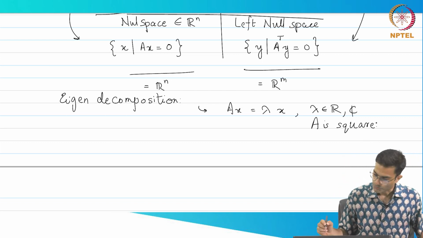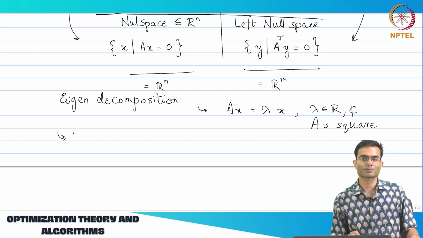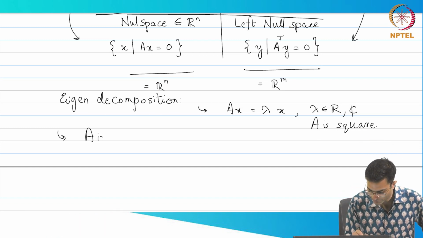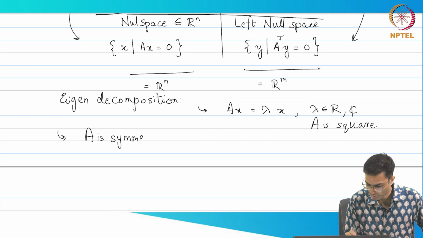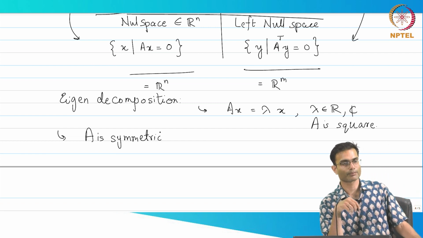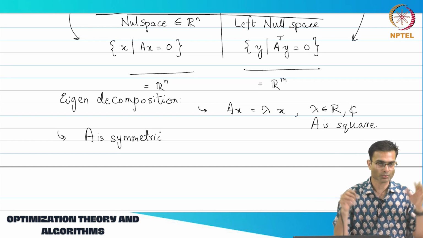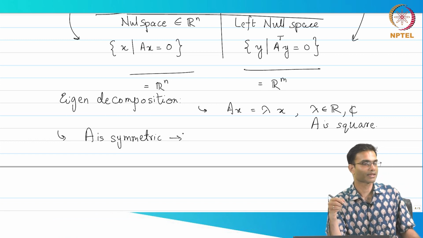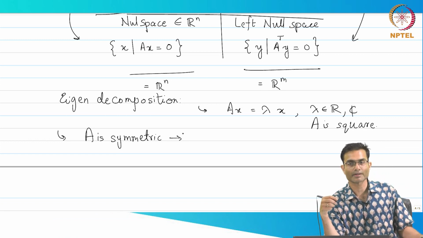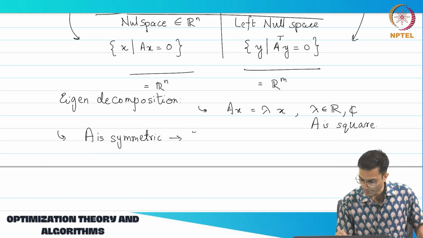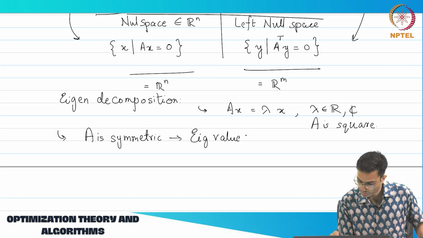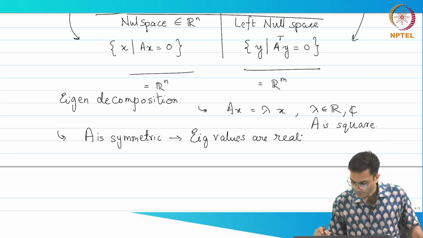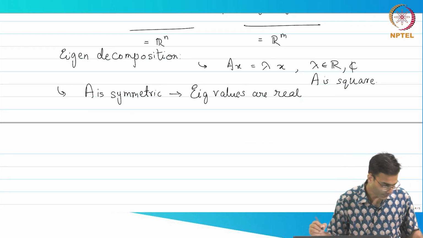In optimization, there is a special class of matrices that comes up again and again, which is the symmetric matrix. So let's start with A symmetric. Obviously, if it's symmetric, I'm implicitly assuming that this is a square matrix. If A is symmetric, there is a very nice result about the eigenvalues: for a symmetric matrix, the eigenvalues are real valued.